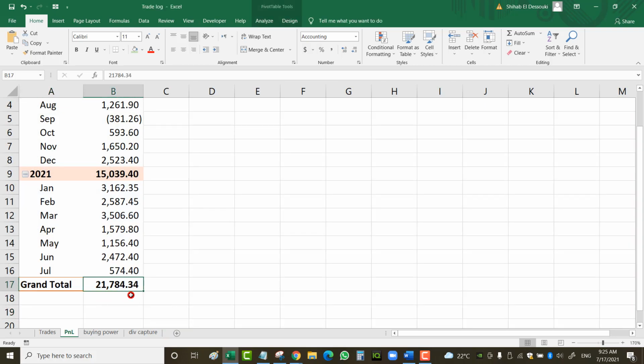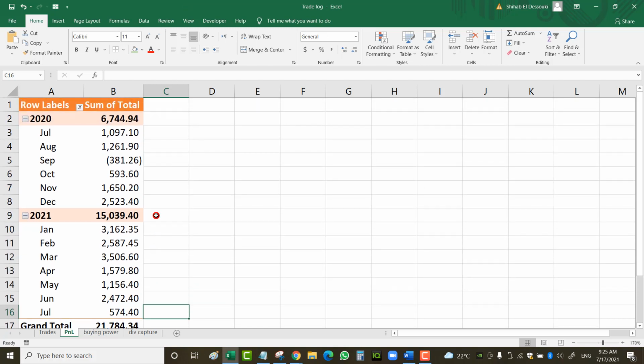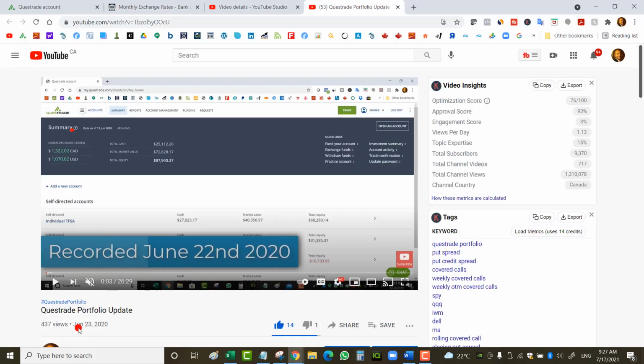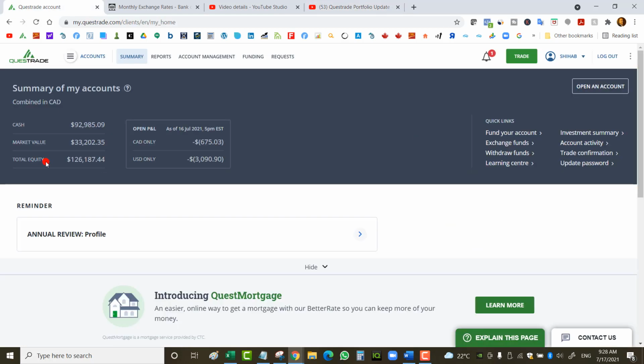And this amount here is the profit in USD in the last 12 months while selling options. But obviously we have an exchange rate that fluctuates every month. So I'm going to use an average exchange rate as well in the last 12 months. And according to a video that I posted here, June 23rd, 2020, my total equity was 97,000. Right now, my total equity is sitting at 126. So I think it's fair to use an average of $110,000 as my total equity.